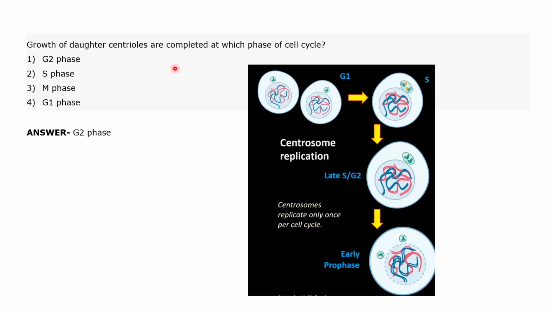So growth of the daughter centrioles is completed at the G2 phase of the cell cycle, and it should be completed before the M phase, so that the spindle assembly can take place, so that the homologous chromosomes can get separated from each other, and sister chromatids get separated from each other, and hence telophase can happen, followed by cytokinesis, so that the two daughter cells are formed in the G1 phase. So that's the answer basically. In the G2 phase, the growth of the daughter centrioles is completed. So anyone has any doubt regarding this?